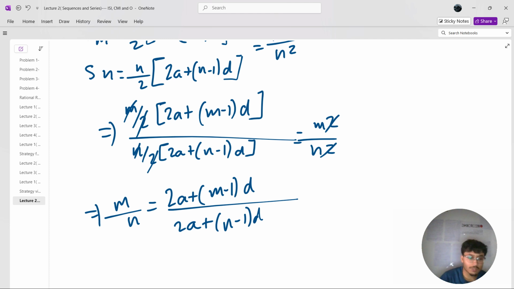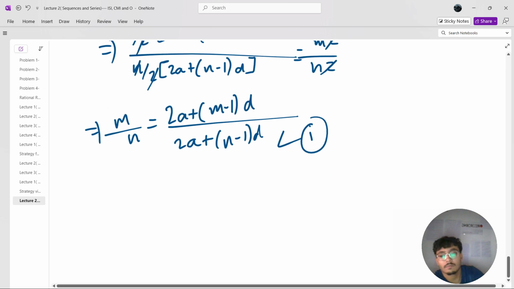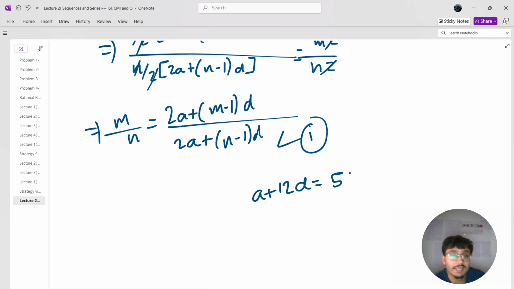These are my two summations. So again, we are given that the 13th term of the AP is 50. One more piece of information we are given is that my 13th term is 50. So that is a plus 12d is 50.